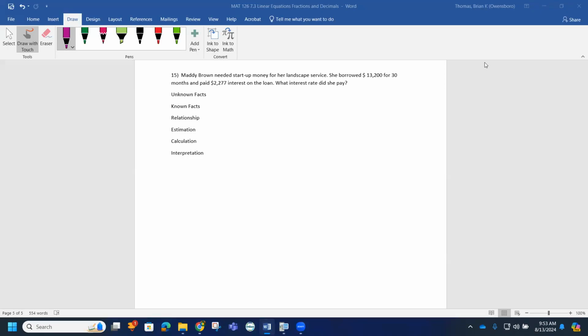So looking at another application, working with fractions and decimals, Maddie Brown needed some startup money for her landscape service. She borrowed $13,200 for 30 months, and she paid $2,277 in interest on the loan. What interest rate did she pay for this loan?